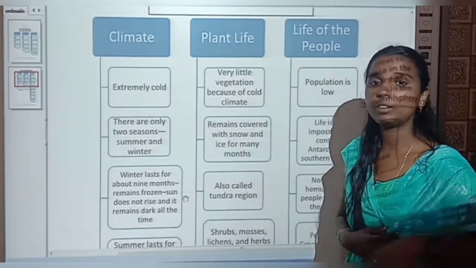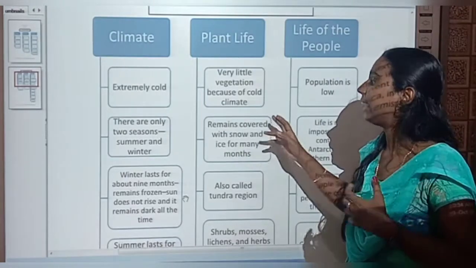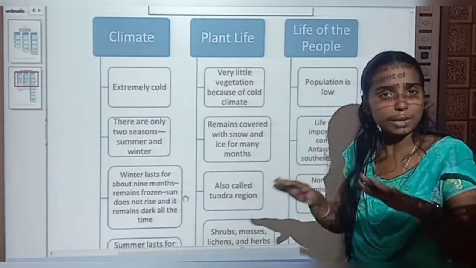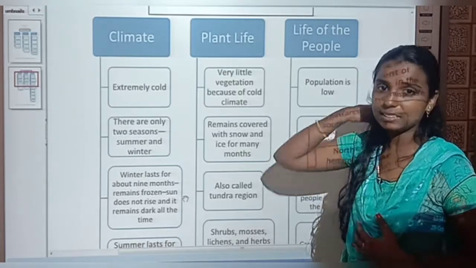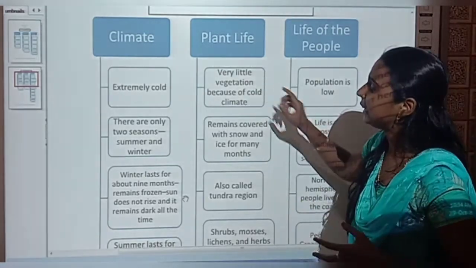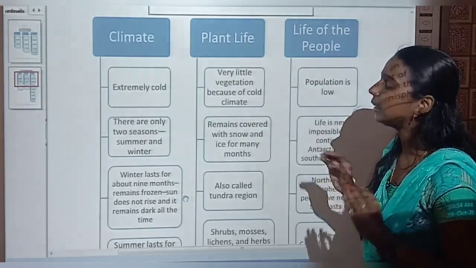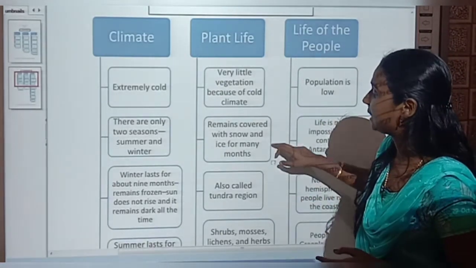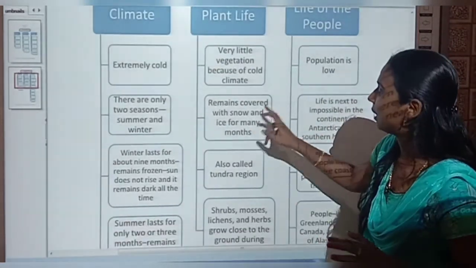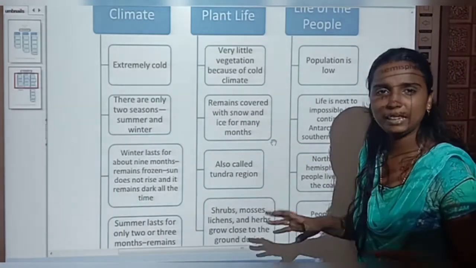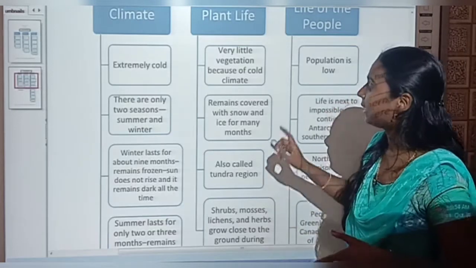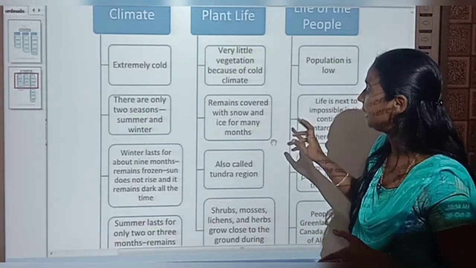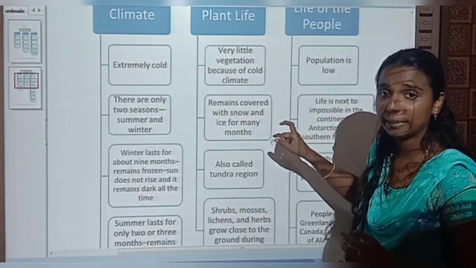Now, shall we see how the plant life will be? We know it is completely frozen. So can any crops be grown there? It is very difficult, right? There is very little vegetation because of the cold climate. The ground remains covered with snow and ice for many months. In winter it is completely covered with ice and snow, right?